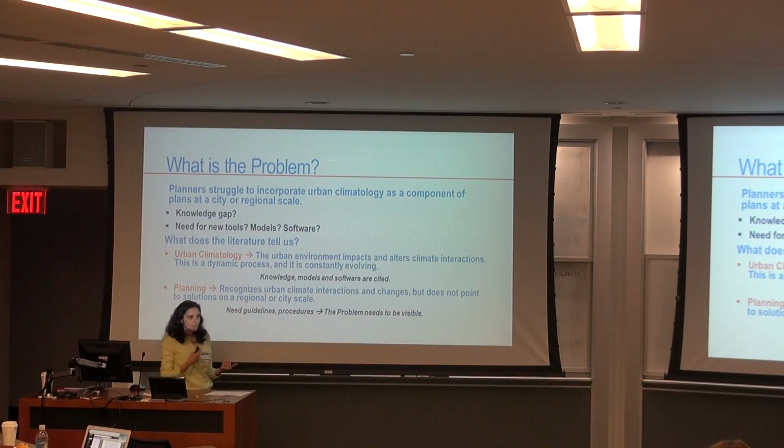But then from the planning perspective, what we're looking at is the recognition of these interactions, and the changes occurring because of this environment, but it doesn't really point to a solution, particularly on the scales that I'm looking towards, which is city and regional scales. But there's also this call from scholars and academia for guidelines and procedures, and more importantly, talking about how this is not a visual problem.